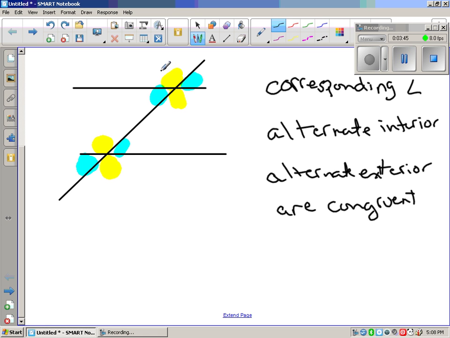So if I tell you that this angle's 120 degrees, the vertical angle for it is 120 degrees. This one's 120, this one's 120. And the angles next to it are supplementary to it. They make a straight angle. So this one has to be 60 degrees, 60 degrees, 60 degrees, 60 degrees. So if you know one angle, you can find all 8 of those angles.